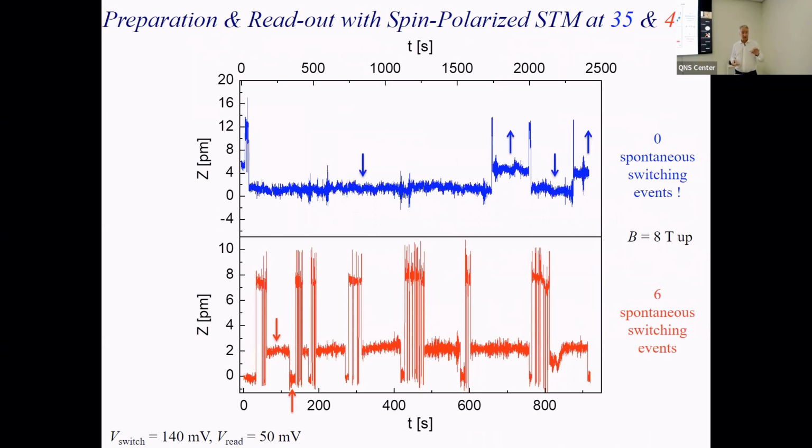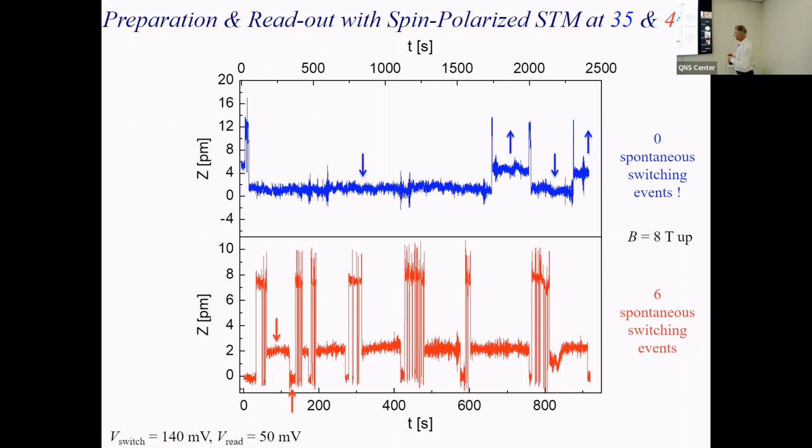STM itself has a possibility to have spin polarized tips. So we can put a spin polarized tip on top of such a holmium atom. And if the external valence shells are a little bit polarized, we can read out the magnetization. And this is done here. You can see here, the atom is in a state where the magnetization points down.